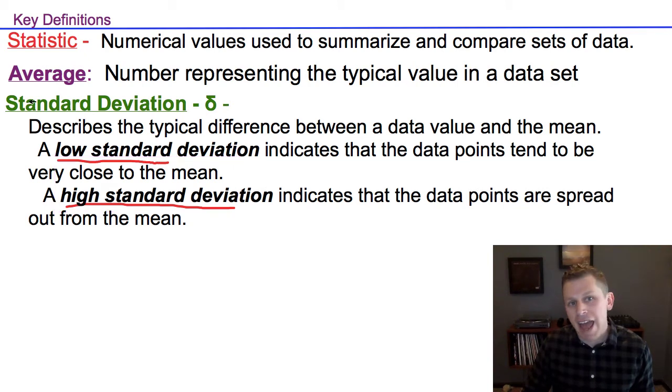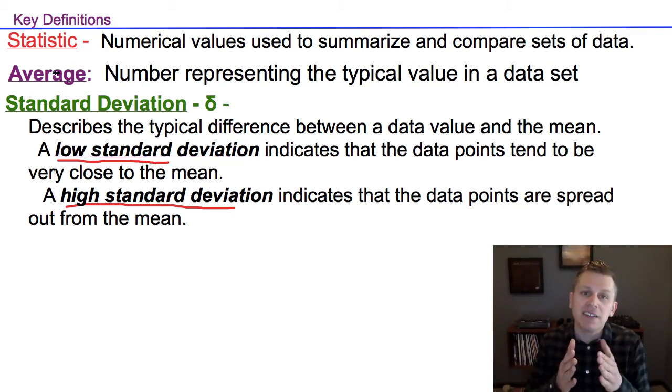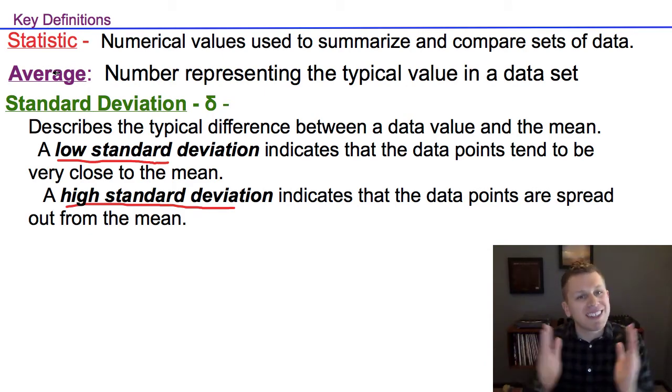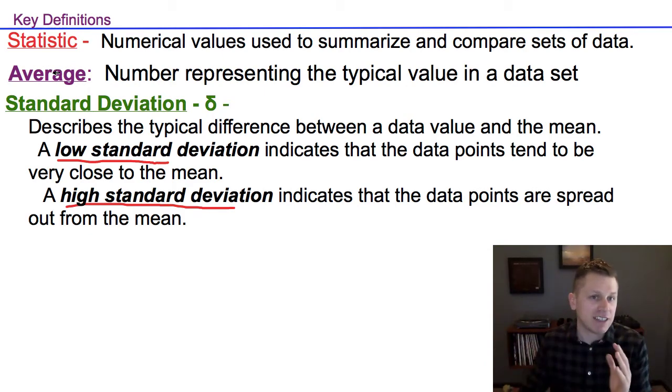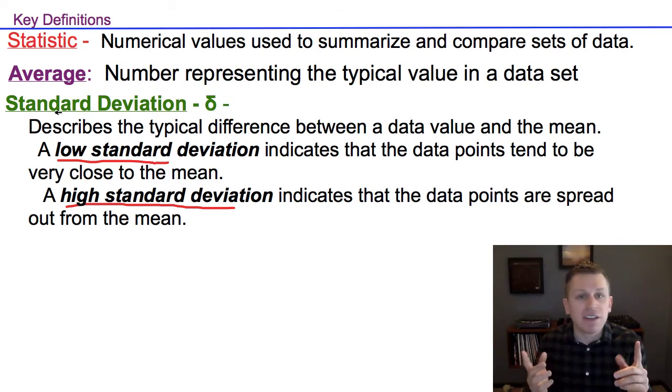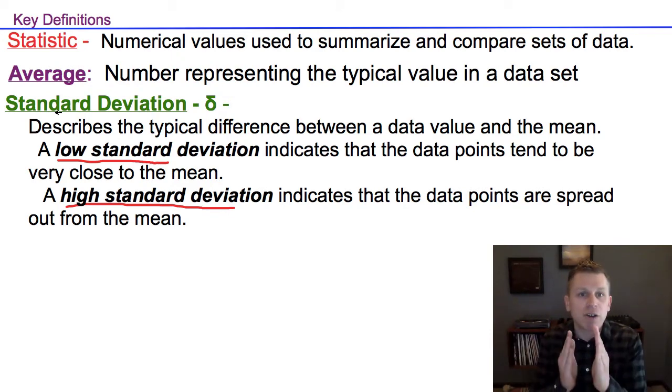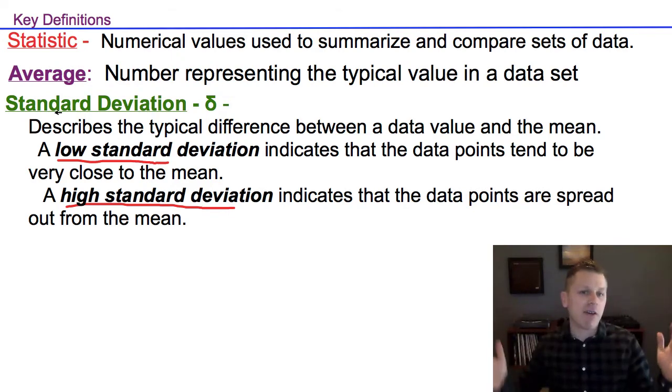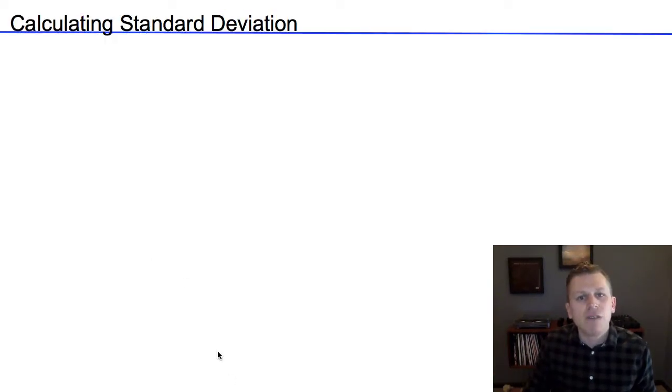When I think about an average, the average is what we call a measure of central tendency. It tells us what's going on at the center of our data set. Standard deviation is very different. It's not telling us what goes on at the center of our data set, it's telling us how spread out our data set is. Let's talk for a moment about how to calculate standard deviation.